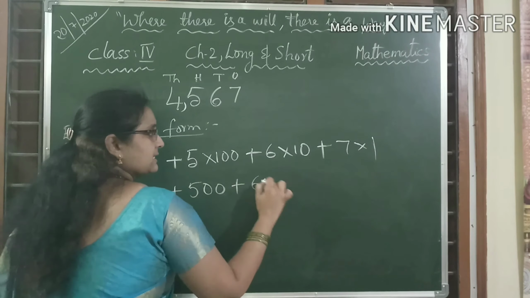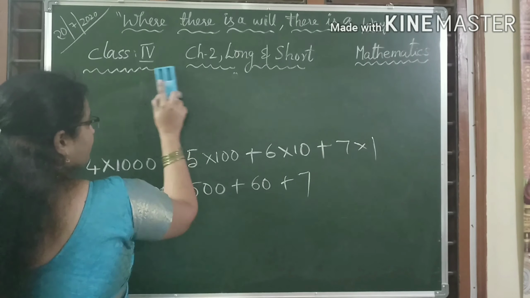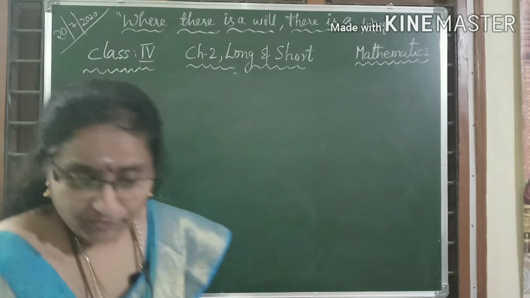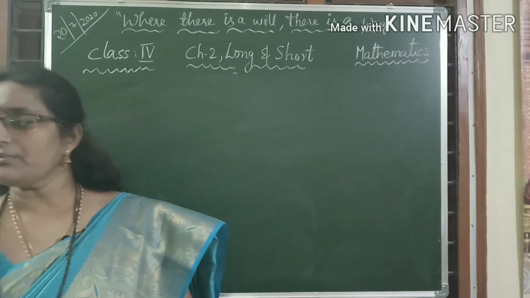60 plus 7. This is the expanded form of the given number. Is it clear, children? Now, one more important topic is here for us, which is nothing but fundamental operations. Children, you know that clearly. What are the fundamental operations? The 4 fundamental operations are addition, subtraction, multiplication and division.